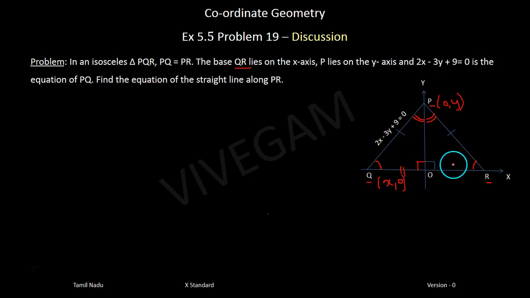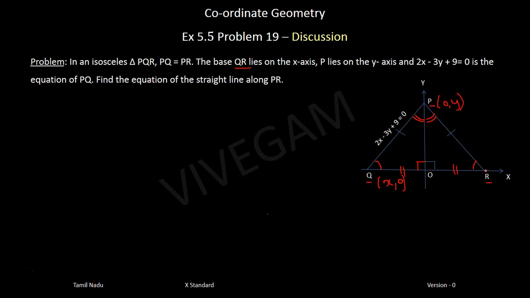That is, OQ will be equal to OR. So since OQ is equal to OR, this point is minus 4.5 comma 0. So this point is also on the x-axis. This will be 4.5 comma 0. Now you have 2.03 and 4.5 comma 0. Use your 2-point form and get the equation of this line PR.